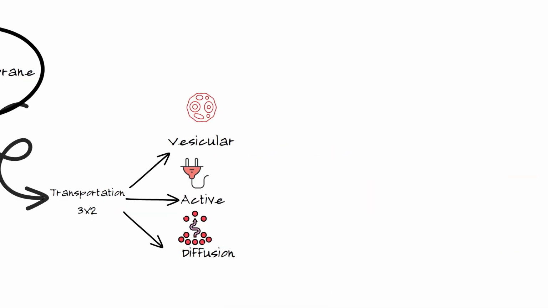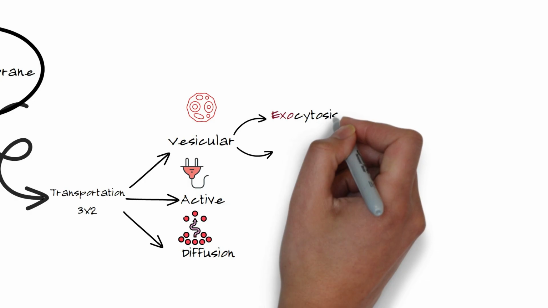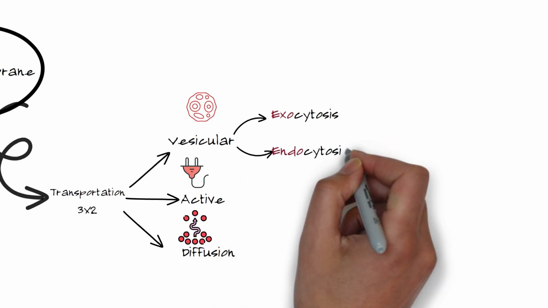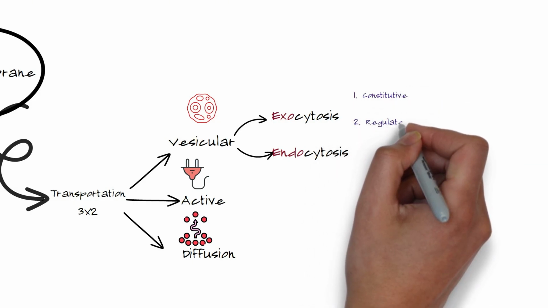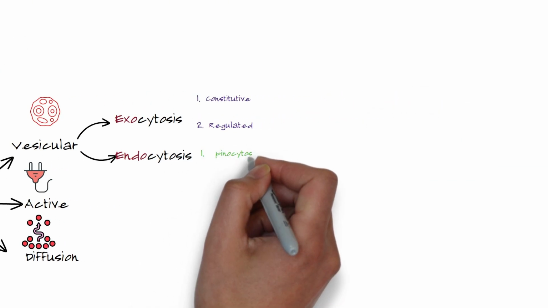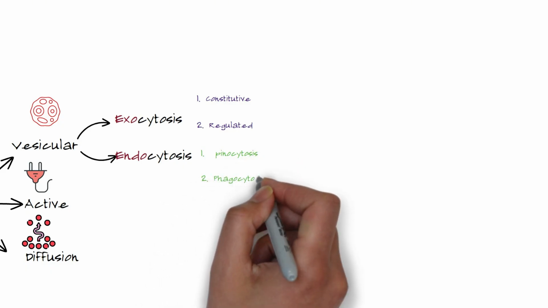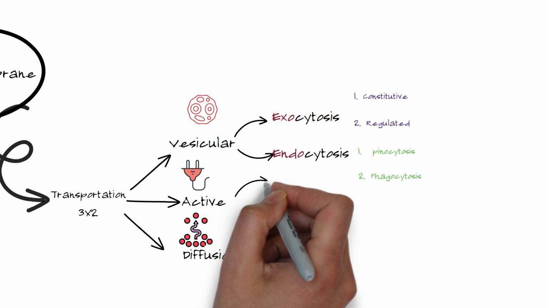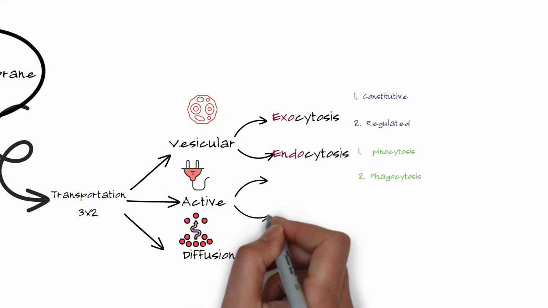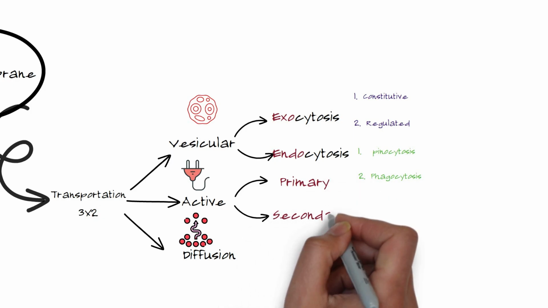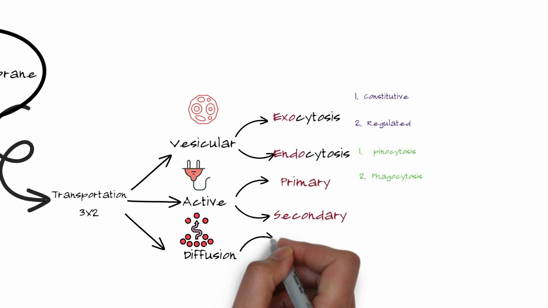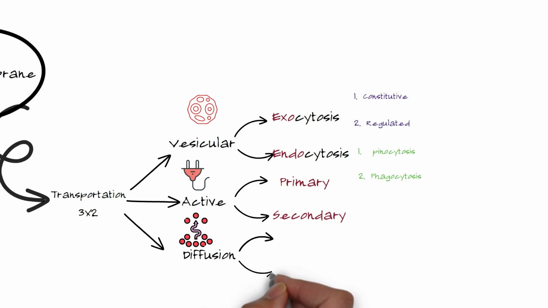Now let's talk about the transportation, which has three types: vesicular, with vesicle formation; active, with energy; and diffusion, from high to low. Vesicular transportation is classified into exocytosis, outside the cell, and endocytosis, to inside the cell. Exocytosis is classified into two types, constitutive and regulated, while endocytosis is classified into pinocytosis and phagocytosis. The active transportation is classified into primary and secondary, and the diffusion is classified into simple and facilitated.